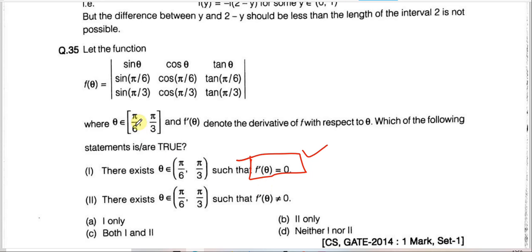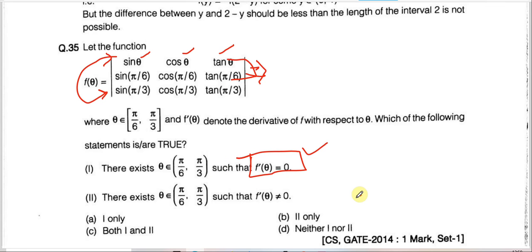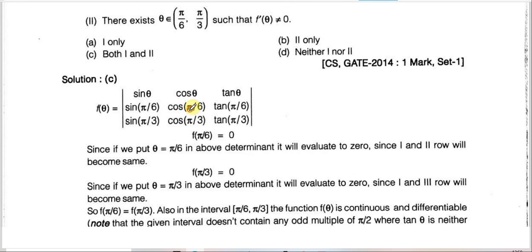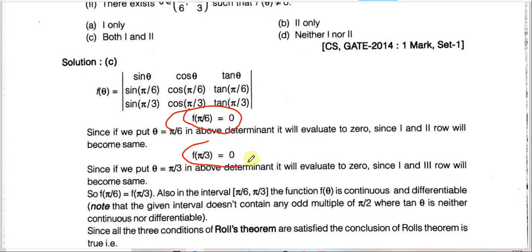So let's check f of pi by 6. If we put f of pi by 6 in place of theta, then it will be the same. Sin pi by 6, sin pi by 6. So this will be proportional, so its value will be 0. So f of pi by 6 will be 0. And if we put theta equal to pi by 3, then also this and this row will be identical. So again its function will become 0. So we can say that this is also 0 and this is also 0.